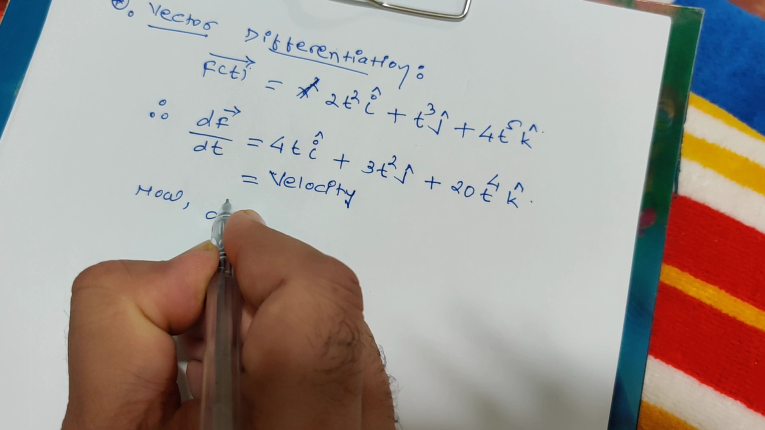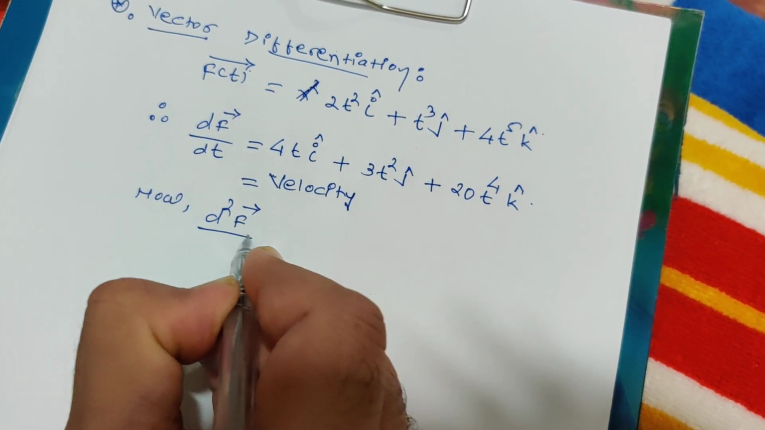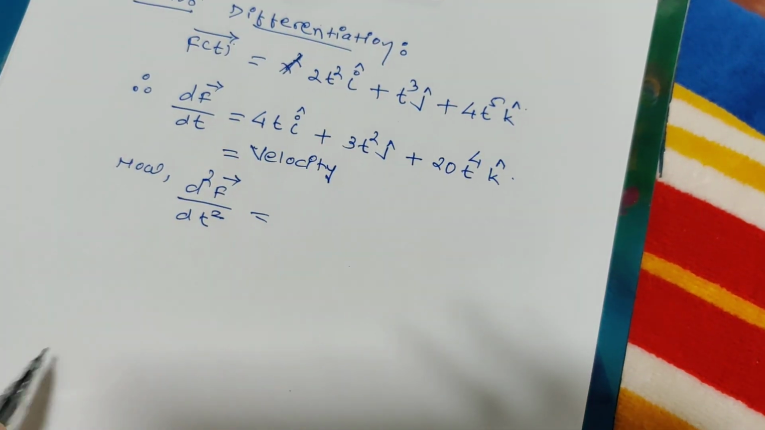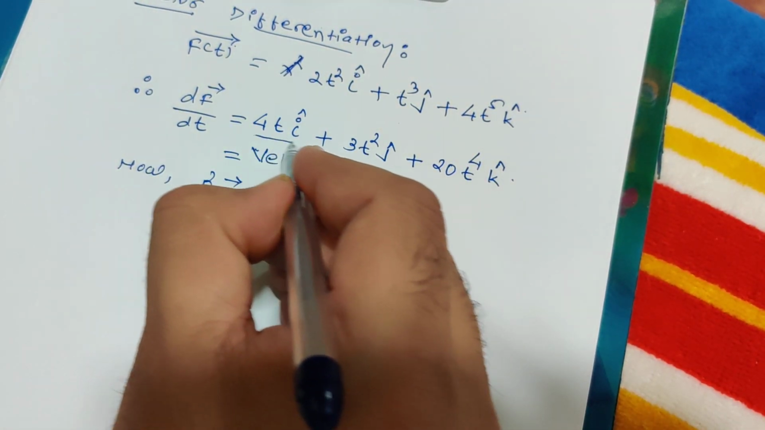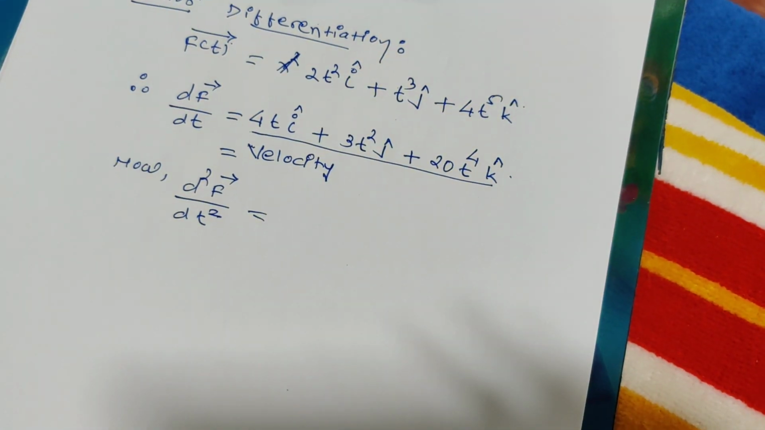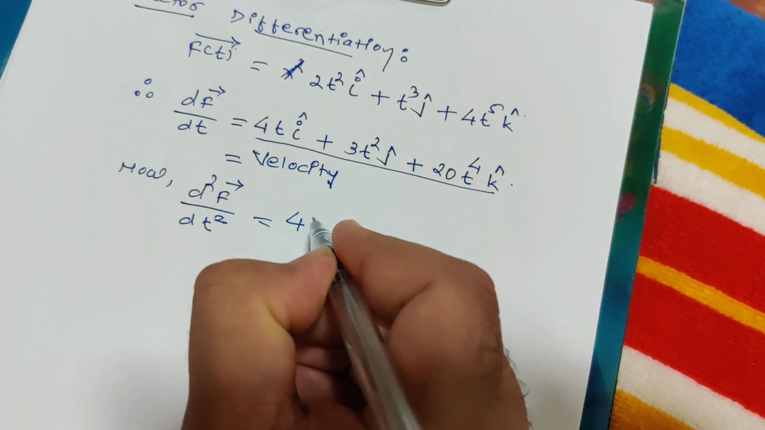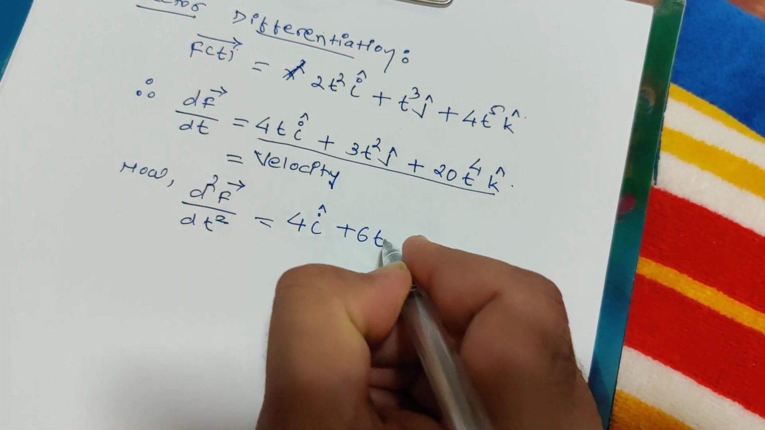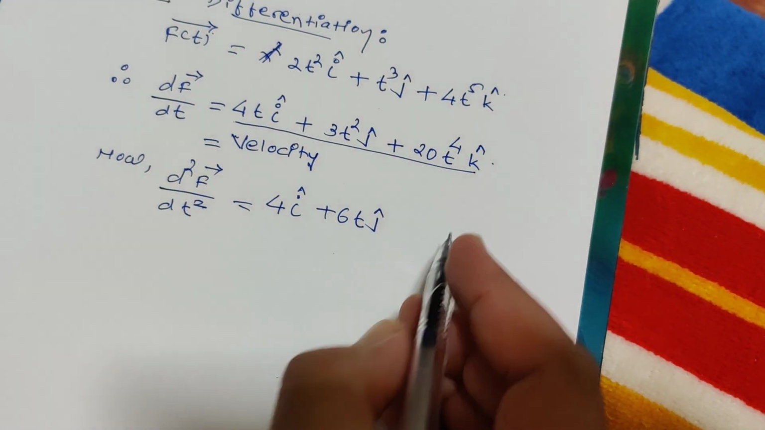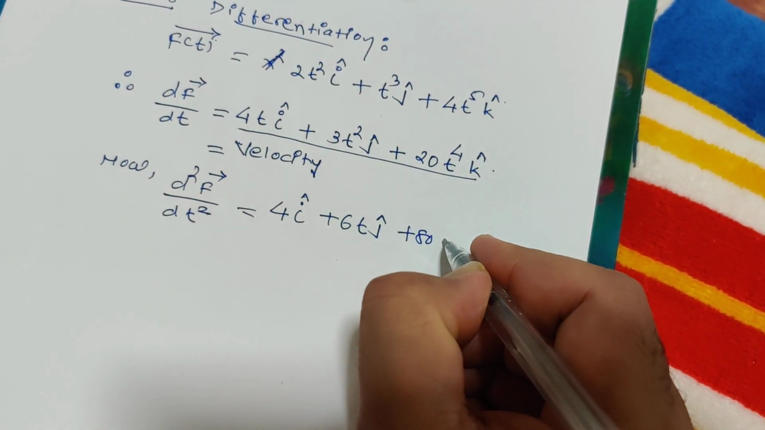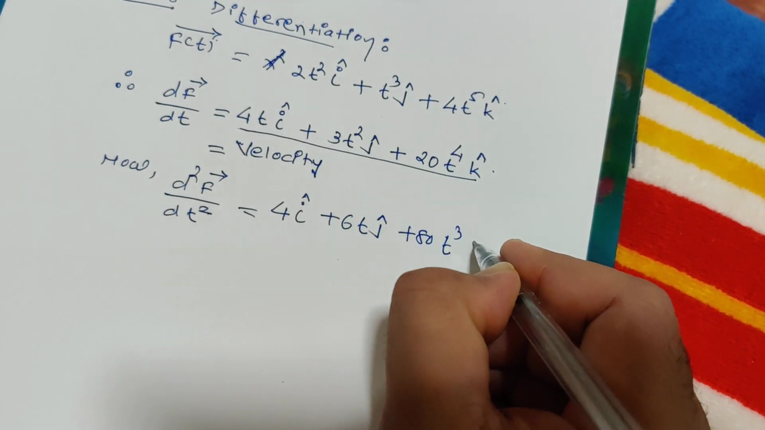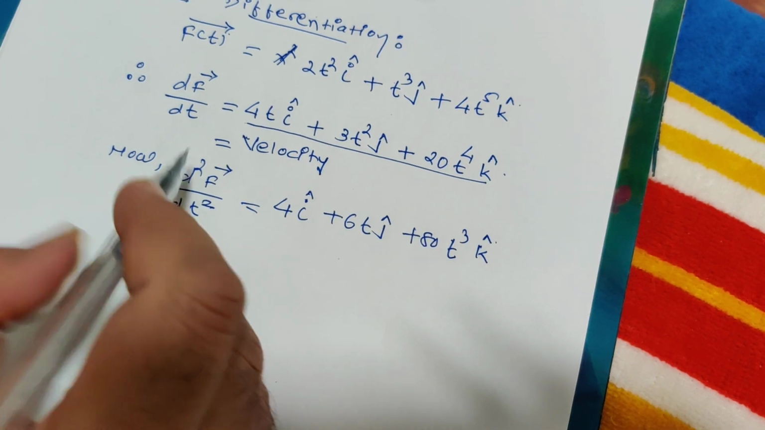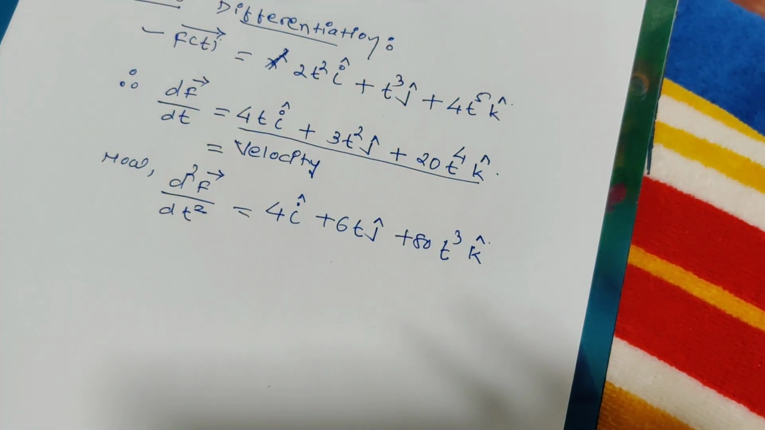Now we'll find the second derivative of the f with respect to t. So we'll write d2f by dt square, which is equal to, again we'll take the derivative of this function with respect to t. So it gives us 4i caret plus 6t j caret plus 80t cube k caret. So this is the second derivative of the given function f, students.